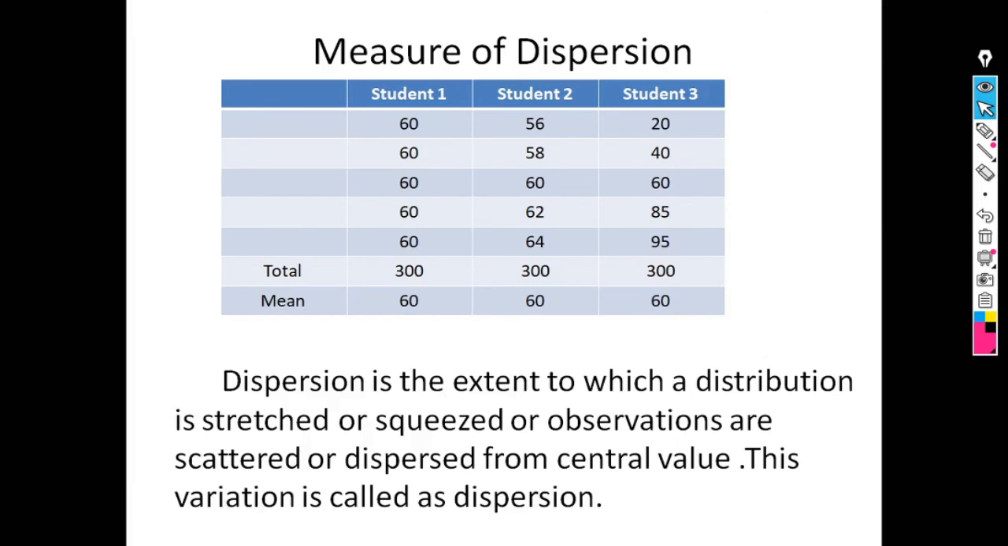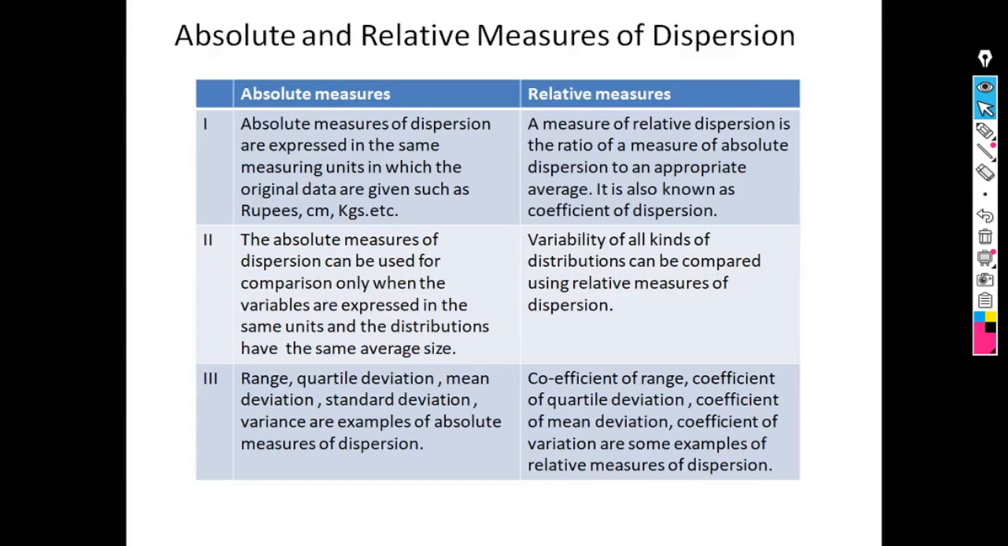Our next topic was measures of dispersion. Dispersion is the extent to which a distribution is stretched or squeezed, or observations are scattered or dispersed from the central value, and this variation is called dispersion. We saw there are two measures of dispersion: absolute and relative. Absolute measures of dispersion are expressed in the same measuring units in which the original data are given. A relative measure of dispersion is the ratio of the absolute dispersion to an appropriate average.